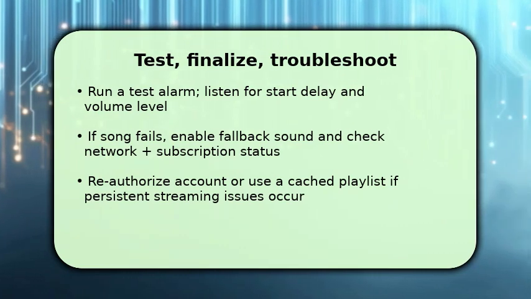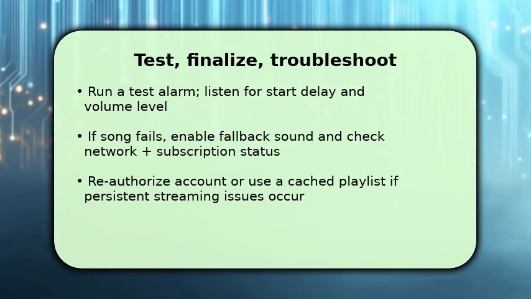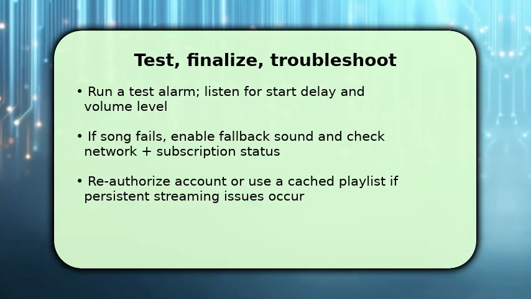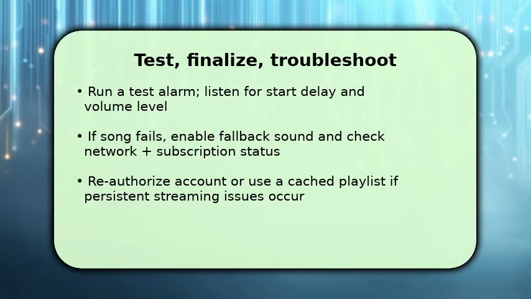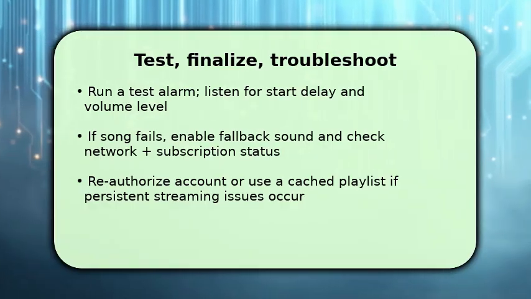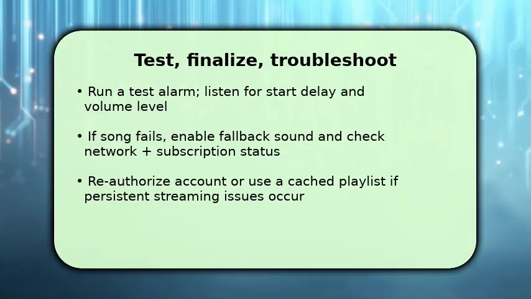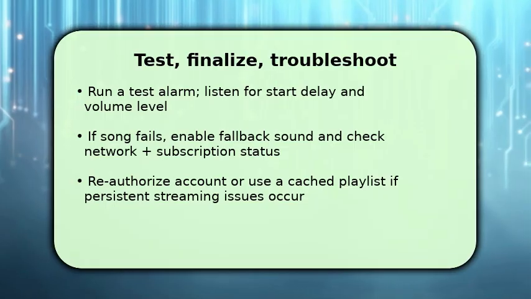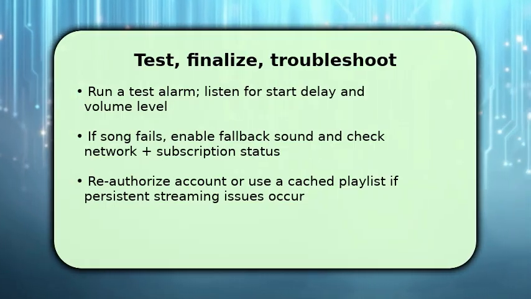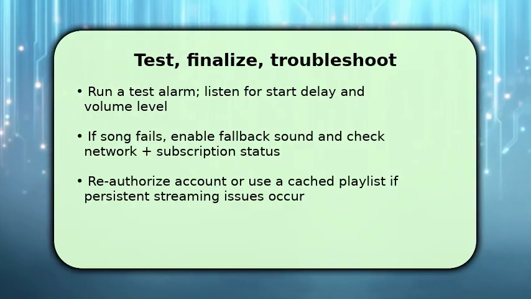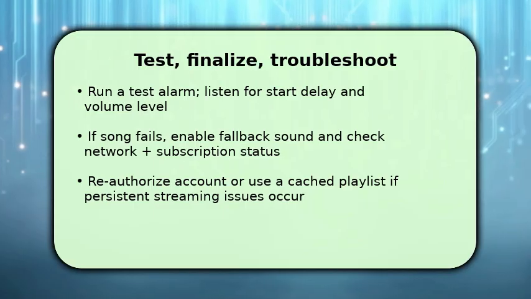Set a short test alarm and observe whether playback starts promptly and at the right volume. If it lags, increase pre-roll time or adjust network settings. If the song does not play, make sure YouTube Music is subscribed and signed in, then enable the fallback alarm sound. For stubborn failures, reauthorize account access in Google settings or switch to a downloaded or cached playlist that avoids streaming hiccups.